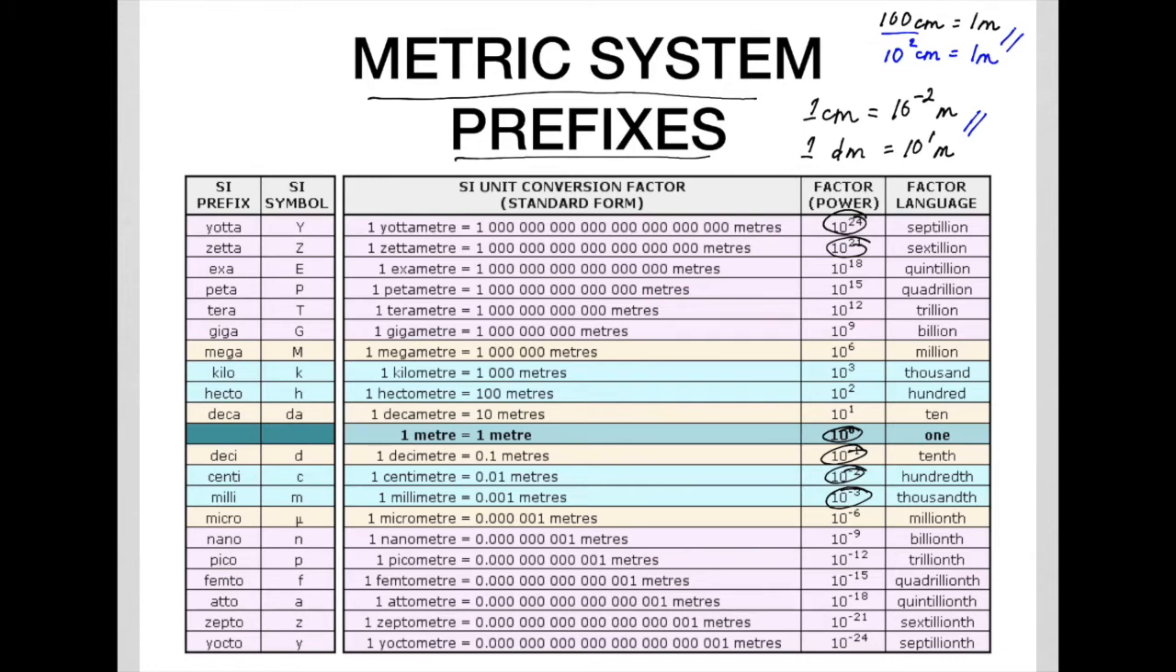Manipulating it algebraically, 1 centimeter is equal to 1 meter over 10 raised to 2. And then, therefore, if you put the 10 raised to 2 on top, that would become 1 centimeter is 10 raised to negative 2 meter.